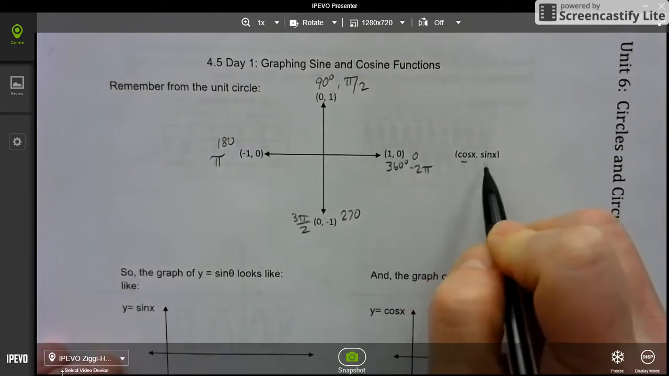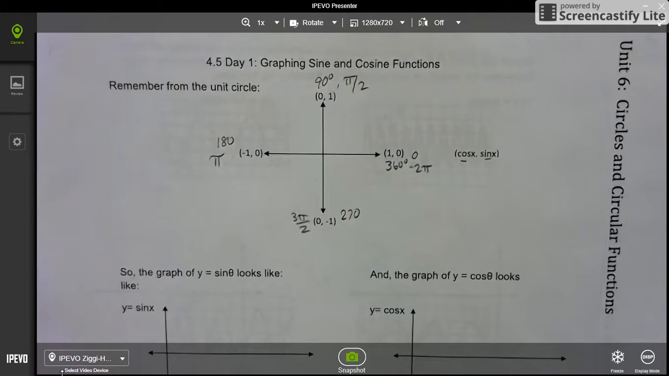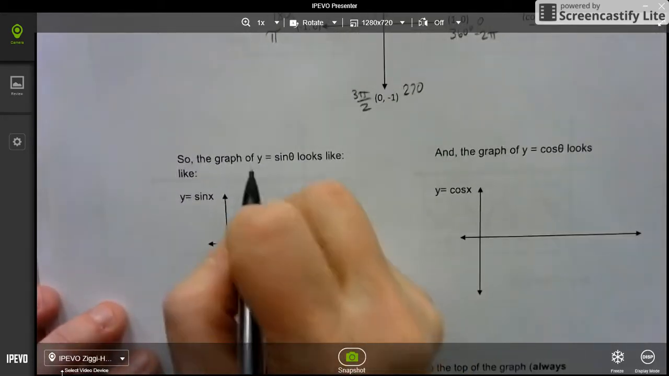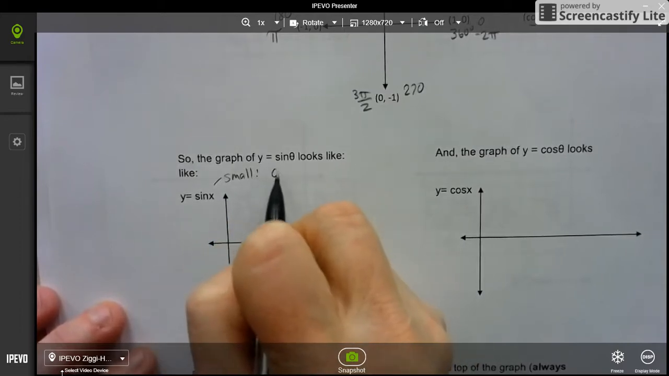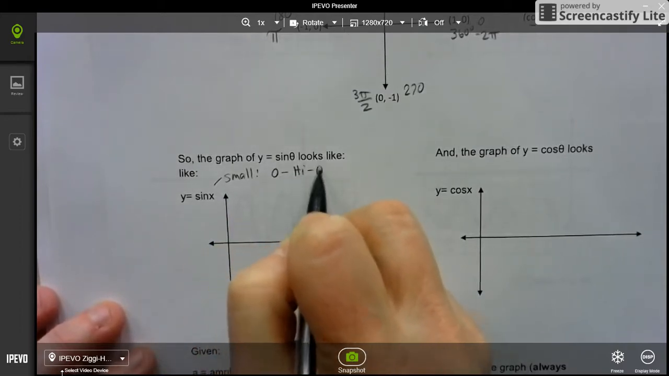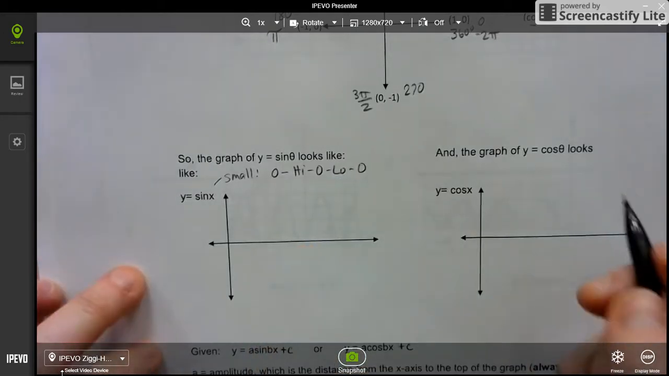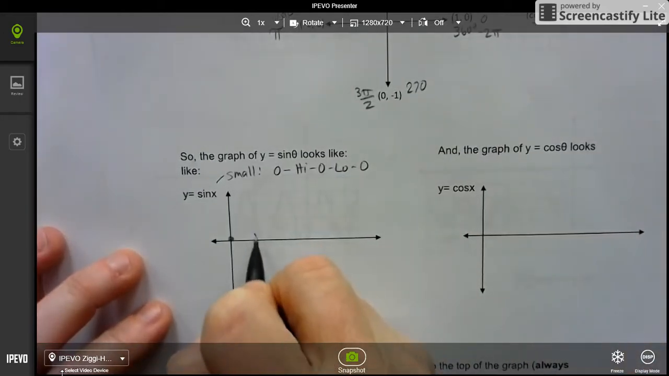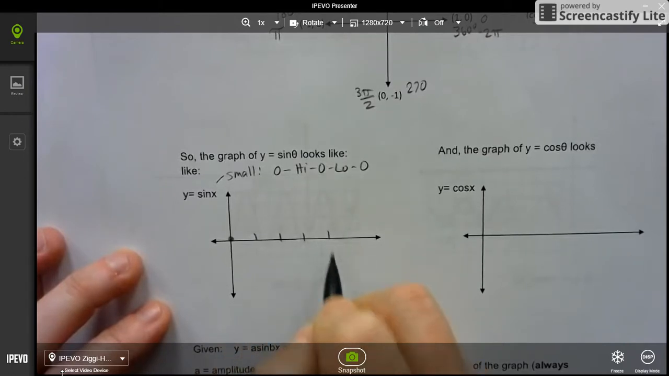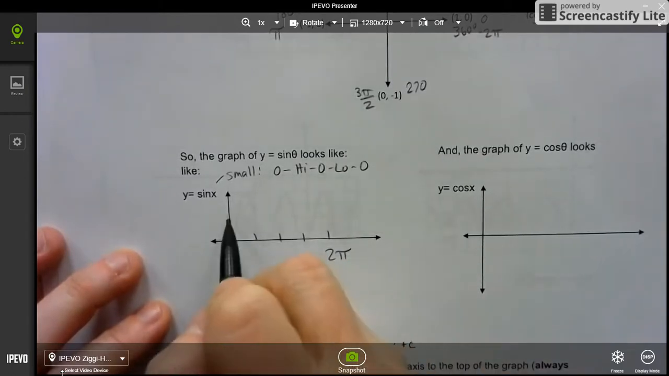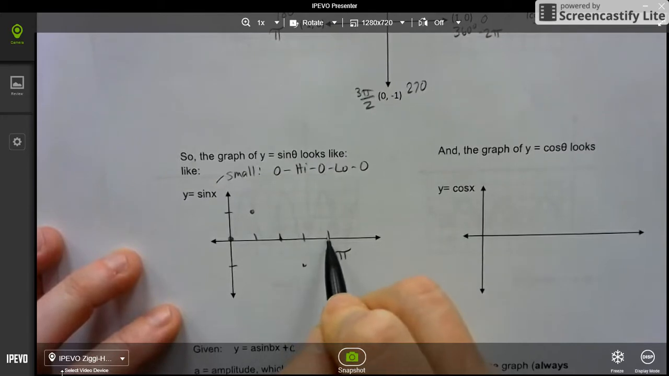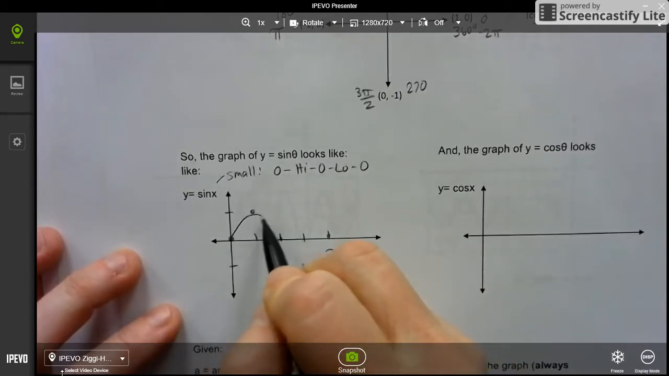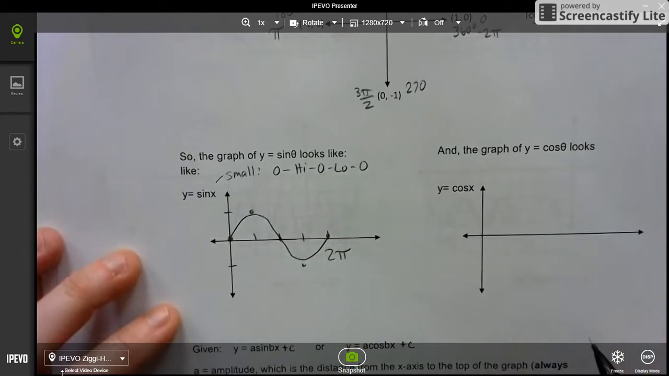Cosine is the first coordinate, and the sine is the second coordinate. So this is a great place to take notes. So we start small on this. So that means we're going to go 0, high, 0, low, 0. Start at 0. We've got our 4 marks, 3, 4, and this should be 2 pi since it's not altered. And we're going to go up to 1 and down to 1. So 0, high, 0, low, 0.